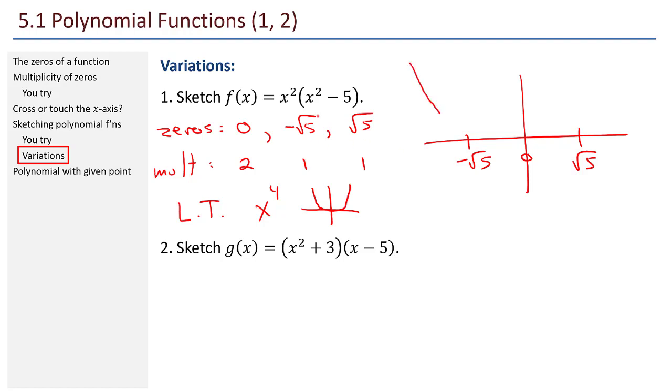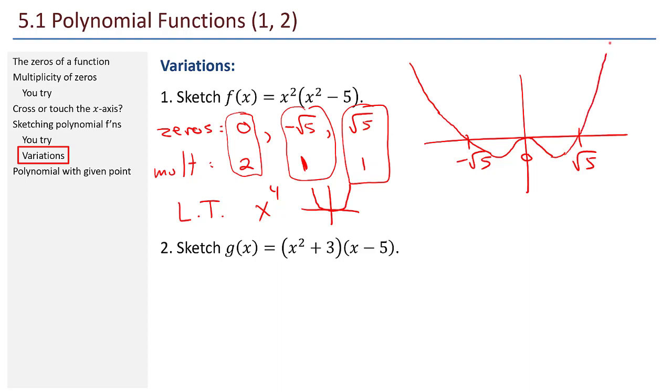When I get to my negative square root of 5, this has odd multiplicity, so I'll pass right through it. There we go. When I get to 0, that has multiplicity 2, so I'll turn around like a parabola. There we go. And then when I get to the square root of 5, that has multiplicity 1, so I'll pass through there. There we go.